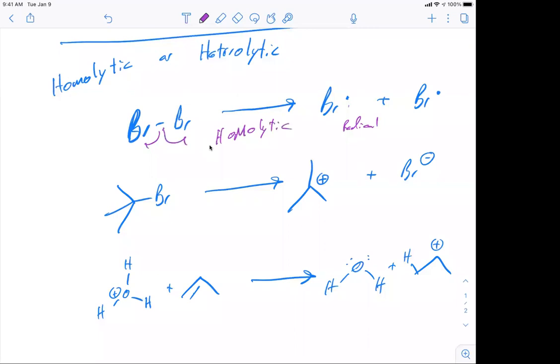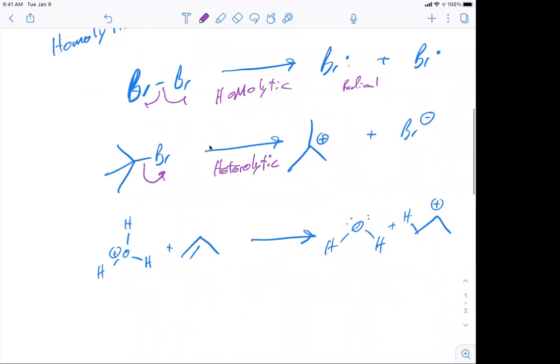In this one, both electrons are going towards the bromine, so we end up with the anion and the cation. This is heterolytic, right? So uneven breaking of that bond.